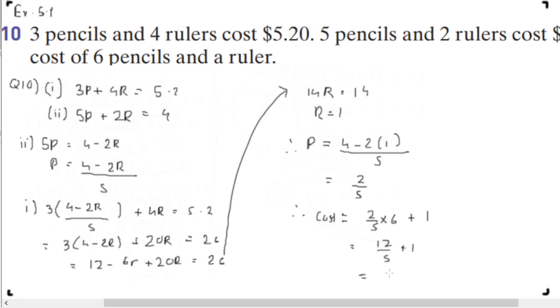And you can just do the algebra here. It's 17 by 5. Just turn this into 5, 5, and add them together. You get 17 by 5, which is equal to $3.4. So that is the answer to this question number 10.